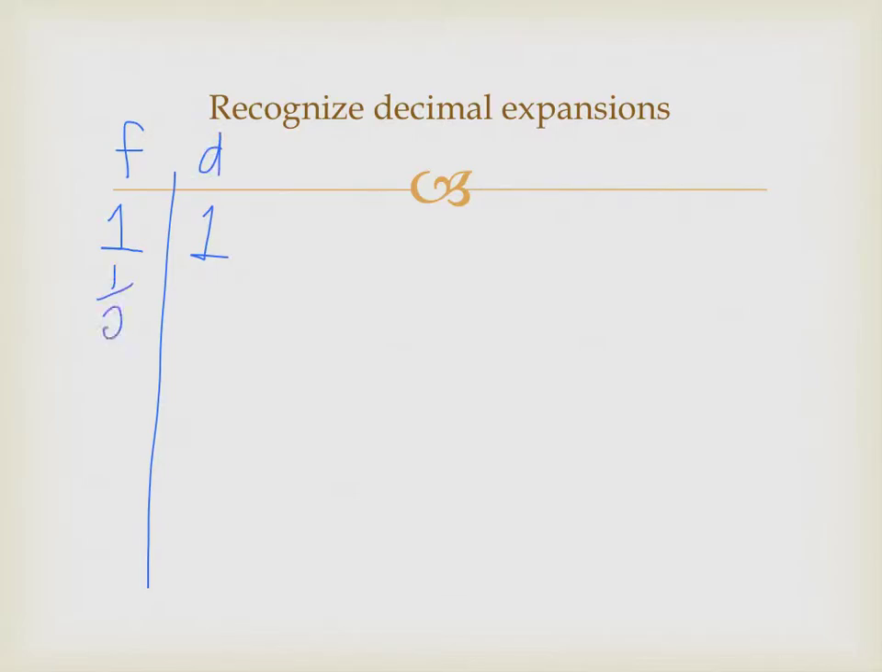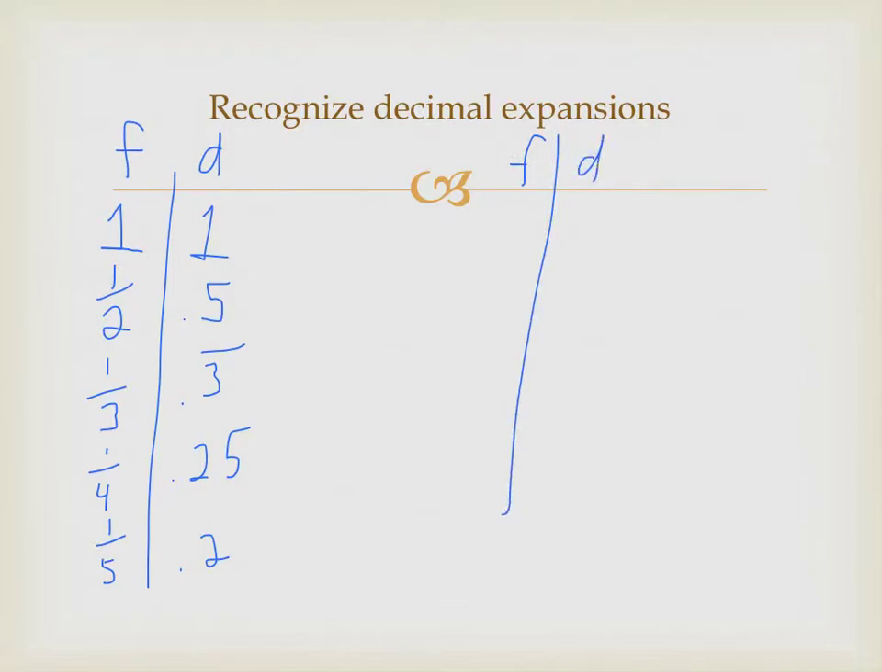A fraction of a half has a decimal expansion of 0.5. A third, we talked about that in the last slide, is 0.3 repeating. You have to recognize these things because they might throw a decimal at you and you'd have to think about what its fraction is, or vice versa. A quarter is 0.25. A fifth is 0.2. Let's go for a couple more that we should have our eyes peeled for.